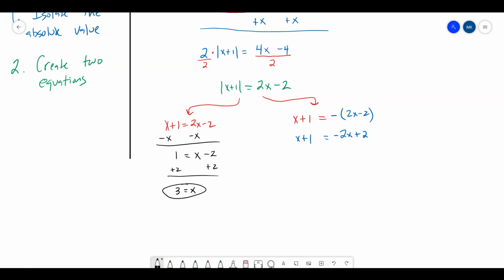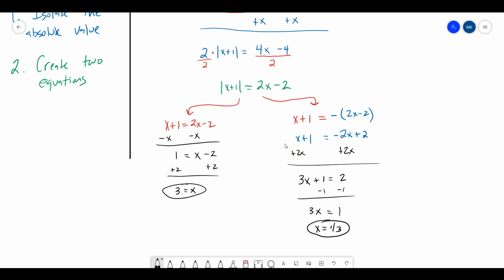And then for the second equation, let's go ahead and do that. I'm going to add 2x to both sides. I'm going to get 3x plus 1 equals 2. I'm going to subtract 1. So 3x equals 1. And so then I'm going to divide by 3. So I get x equals 1/3. And so I get 2 answers here: x equals 3 and x equals 1/3. All right, so we got 2 answers.